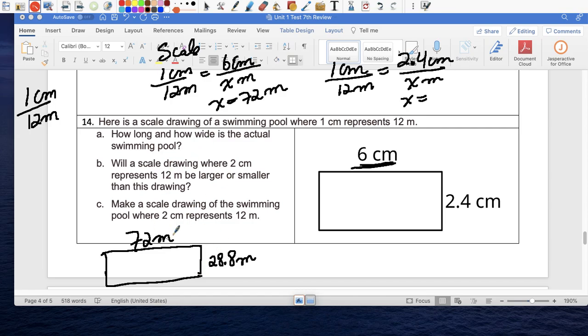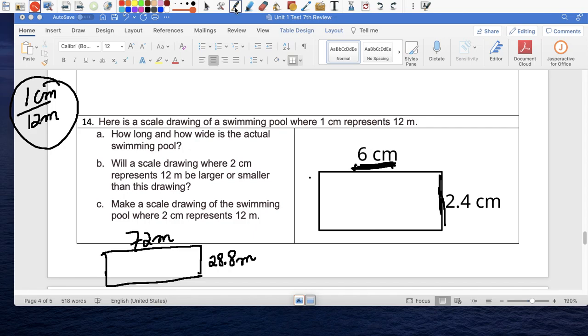How long and how wide? Okay. Now that we know this, imagine this is my pool, and I decide to draw it in my notebook. And I decide to use this scale, 1 centimeter to 12 meters, and this is what I got in my notebook. So in my notebook, I drew my swimming pool, and measured 6 centimeters going this way, and 2.4 centimeters going this way.